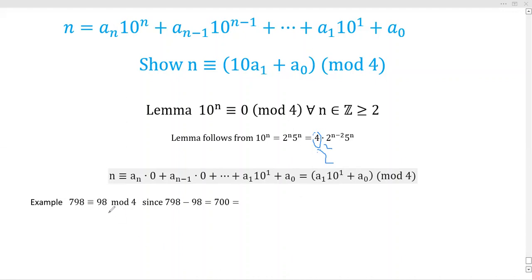Now, we actually use that fact. I just did a concrete example right here. Again, you could do all these numerically in your head, but it's just nice to have the result written down, in my opinion. So 798 is congruent to 98 mod 4, since 798 minus 98 is 700, but notice this is just equal to 4 times 175.